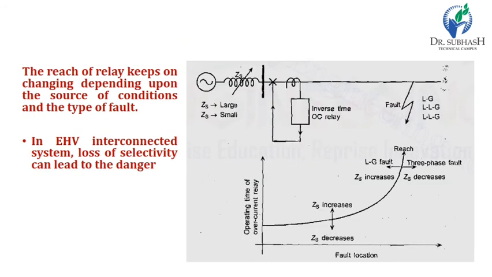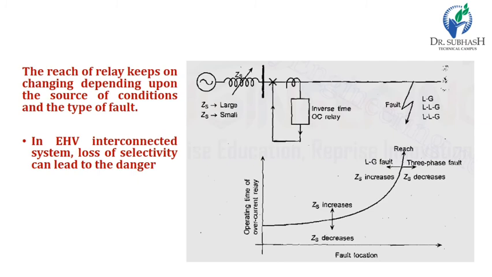You can see here different types of faults, LG, LL, LLG, where the overcurrent relay operation depends, and these types of faults have different magnitudes. And the second one is source impedance, where the reach of the relay will increase or decrease depending on the source impedance. So the reach of the relay keeps changing depending upon the source conditions and the type of fault.